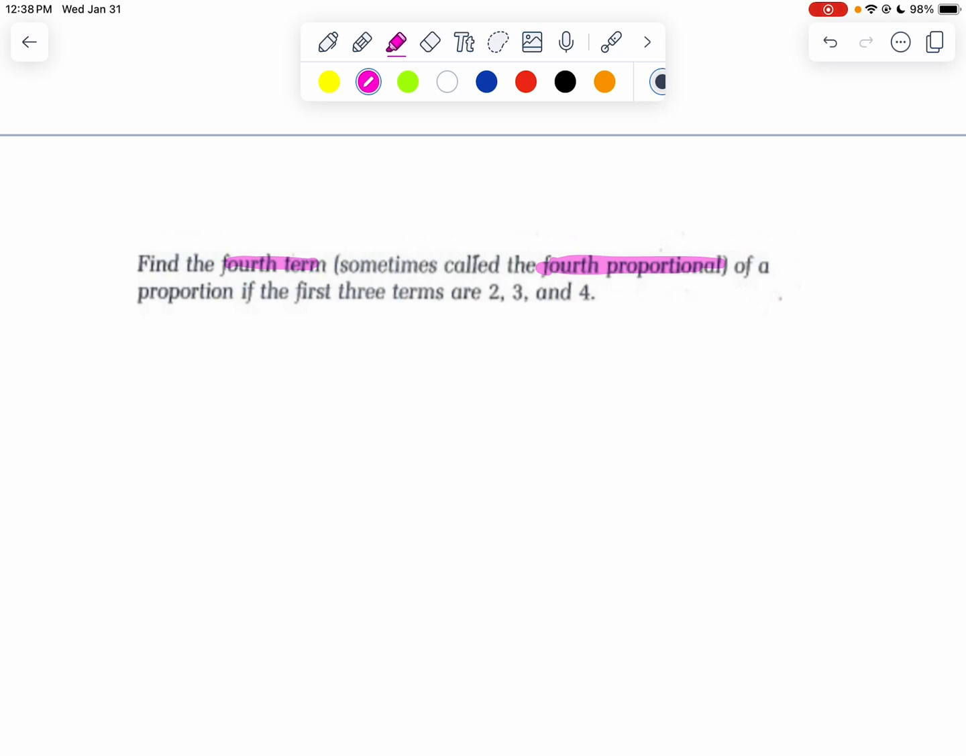So it says find the fourth term of a proportion if the first three terms are 2, 3, and 4. Okay, so 1, 2, and 3. So these are my first three terms. So we're going to set up a proportion. First term, second term equals my third term. Now we're trying to find the fourth term. Well, what are we going to use if we don't know what it is? We're going to use x.